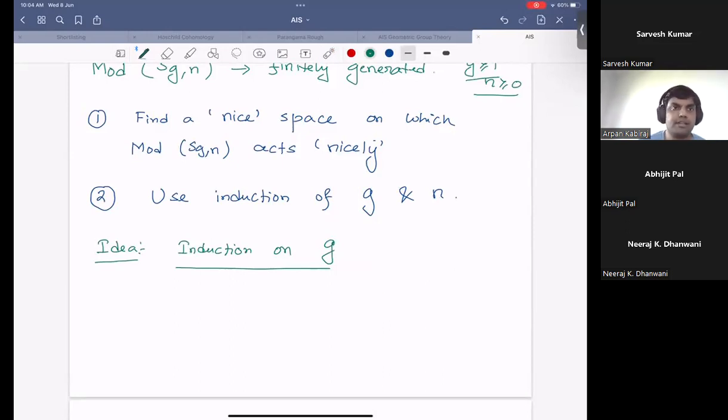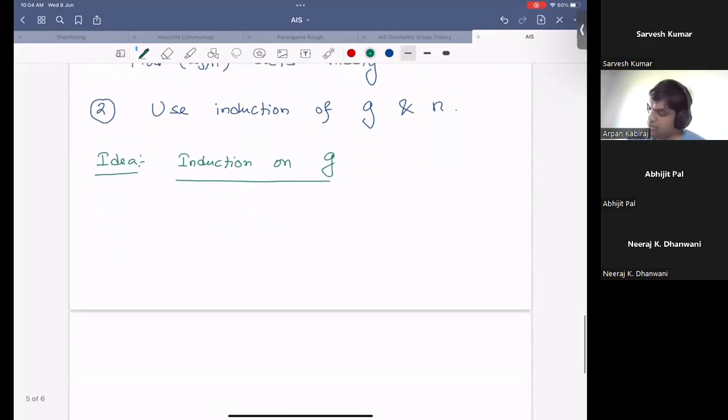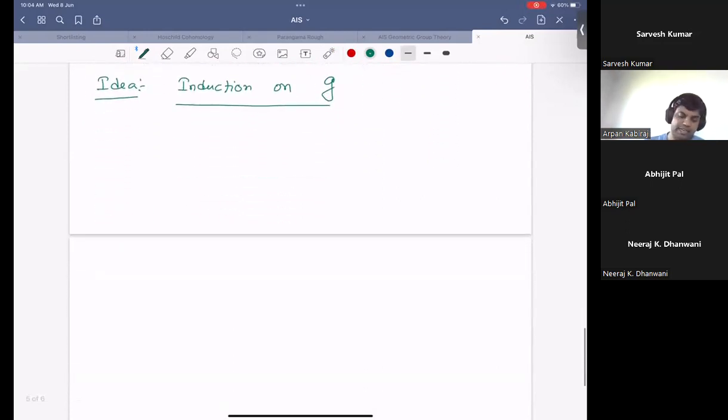This is called the Alexander trick. If you have a thrice punctured sphere, then the mapping class group is trivial. So that's our base point. Or even a torus with a puncture, the mapping class group is trivial. These two will be our base points, S_{0,3} and S_{1,1}. These two are our bases. So now let's see how we use the induction on genus.